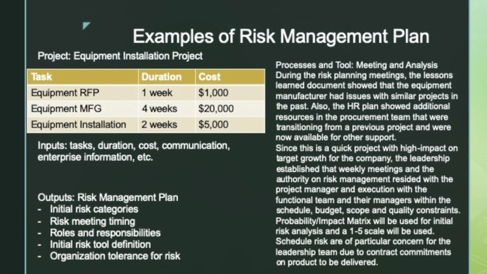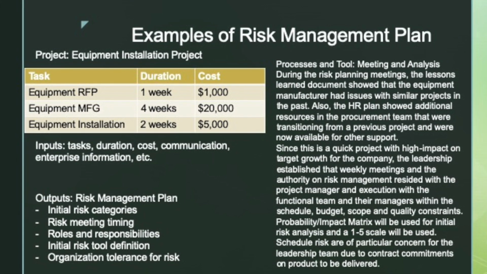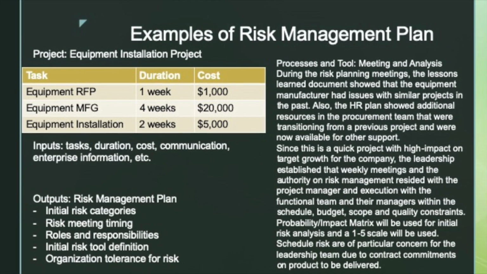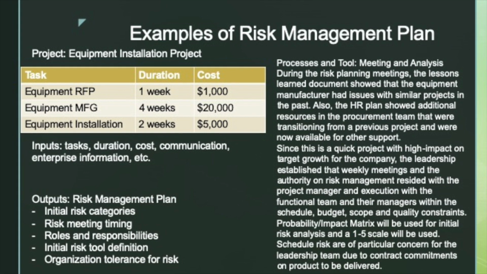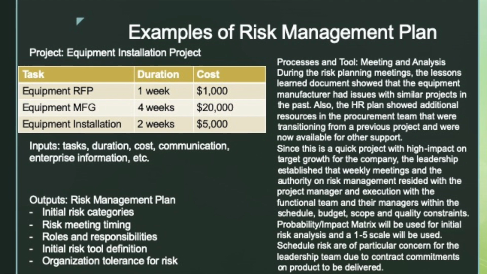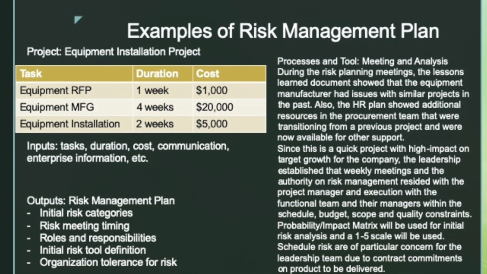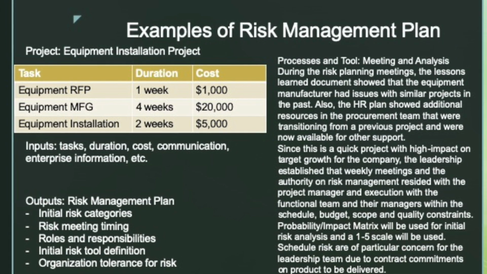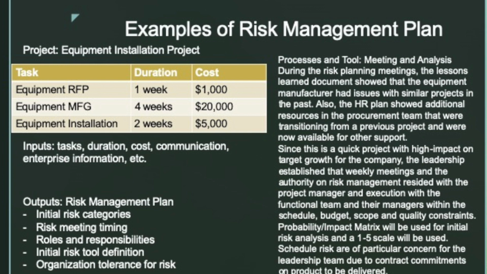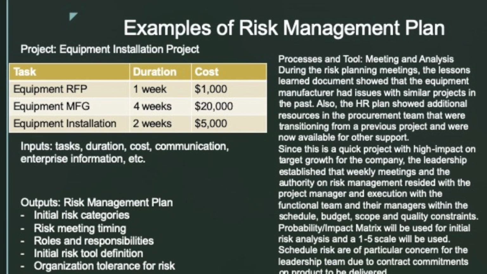Since this is a quick project with high impact on target growth for the company, the leadership team established weekly meetings, and the authority on risk management resided with the project manager, and the execution of the risk tasks with the functional team and their managers within the schedule, budget, scope, and quality constraints. As far as tools, the probability impact matrix will be used for initial risk analysis, and a 1 through 5 scale will be used. Schedule risks are of particular concern for the leadership team due to the contract commitments on product to be delivered.